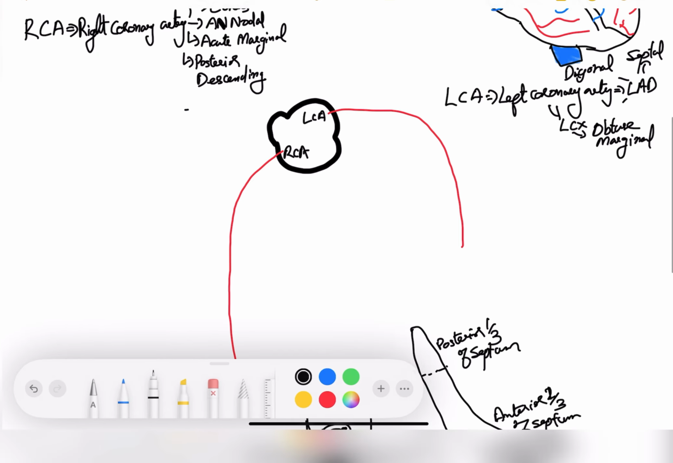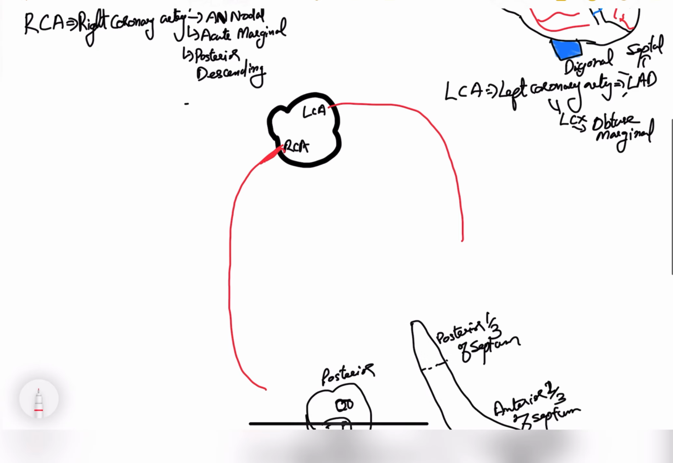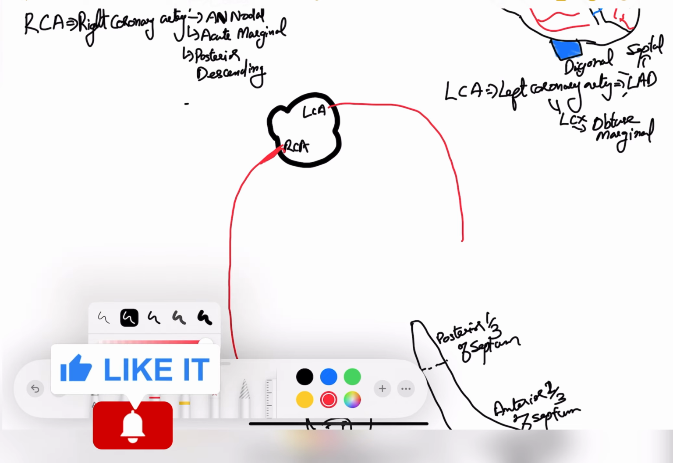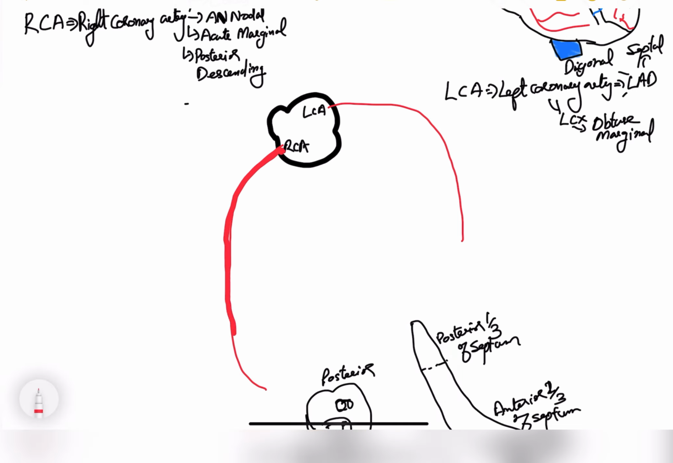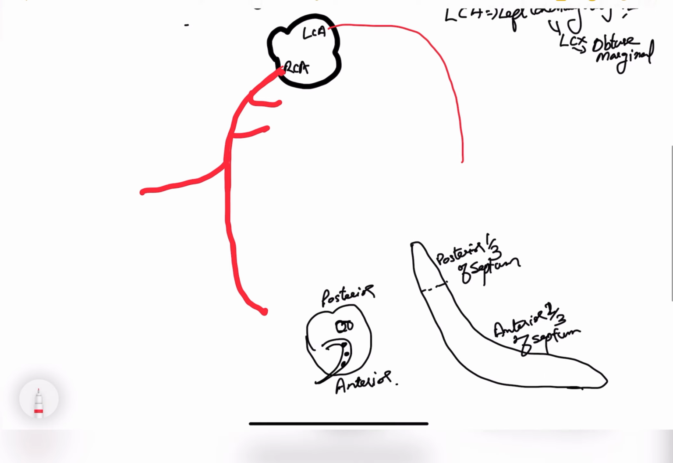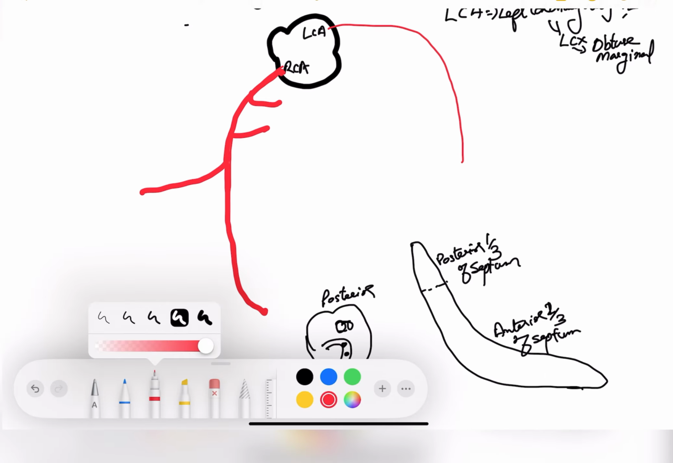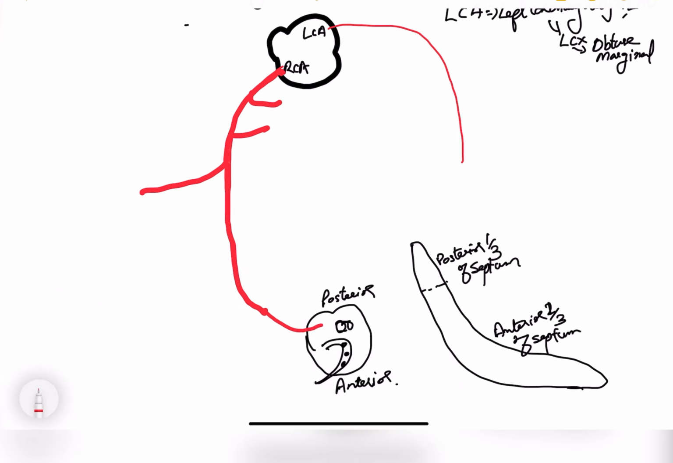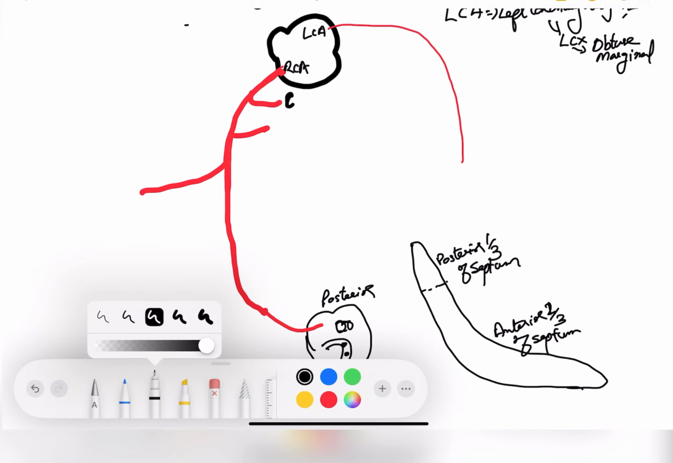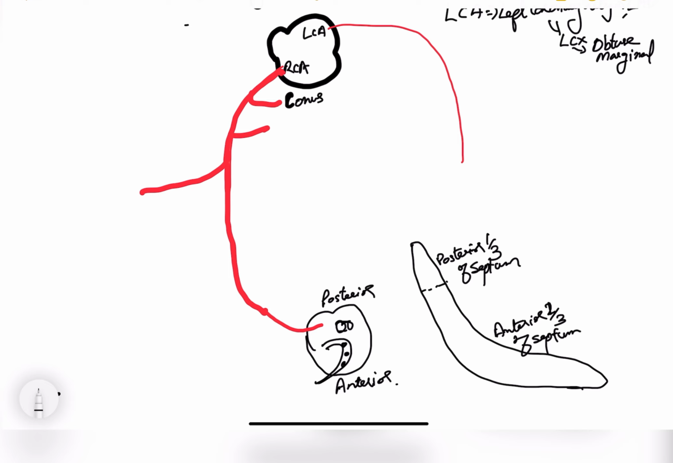So now we can draw the RCA. RCA consists of four branches already mentioned: conus branch, AV nodal branch, acute marginal branch, and the posterior descending artery. So these are the four branches, and let's start naming them. Conus branch, that's the first branch. It arises immediately after coming from the sinus. Then AV nodal branch and the acute marginal branch.